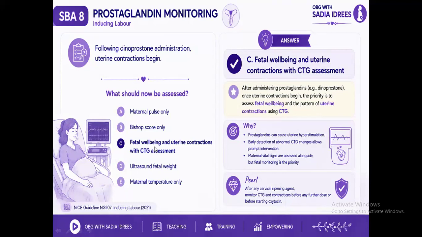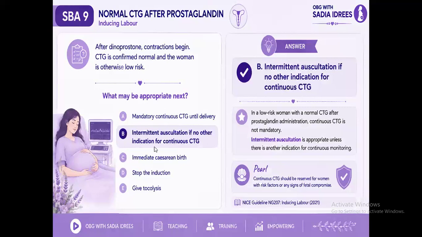More than 6 Bishop, amniotomy plus IV oxytocin. Before starting induction, confirm the presentation and head stability. And once pharmacological induction starts, producing contractions, monitor uterine activity and fetal well-being. So now we have learned how to start induction safely.